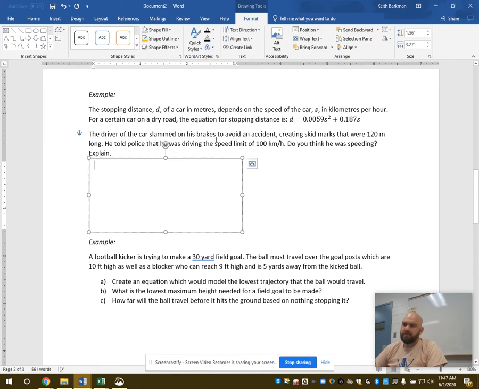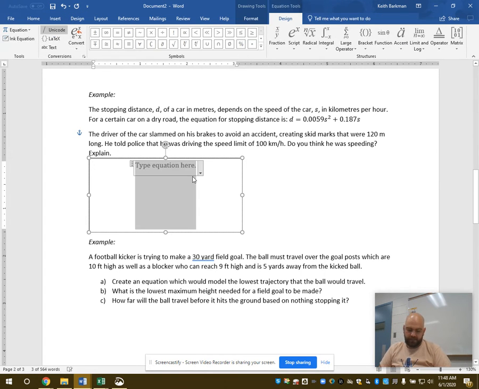Now, if a driver slammed on his brakes to avoid an accident, creating skid marks that were 120 meters long, he told the police that he was driving the speed limit of 100 kilometers an hour. Do you think that he was speeding? Well, first thing we need to do is come up with what x and y are.